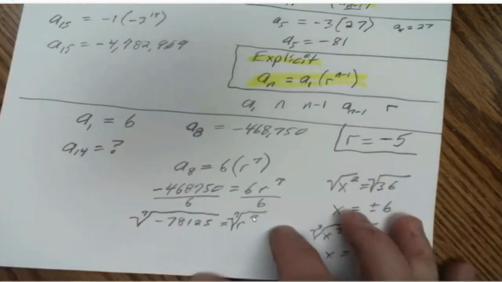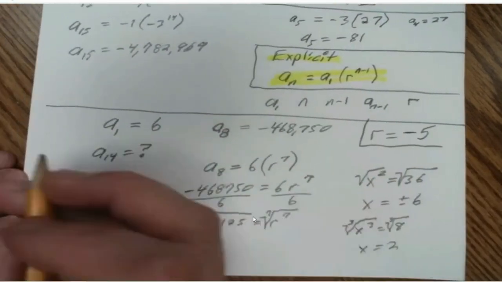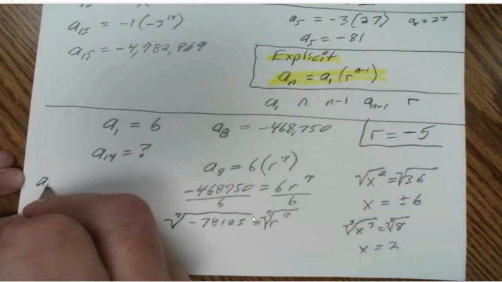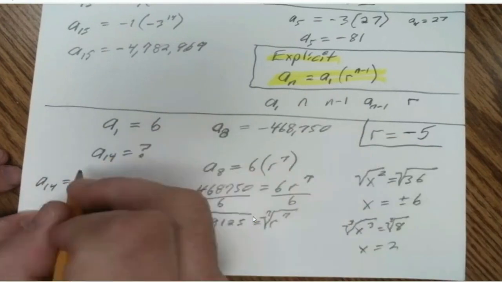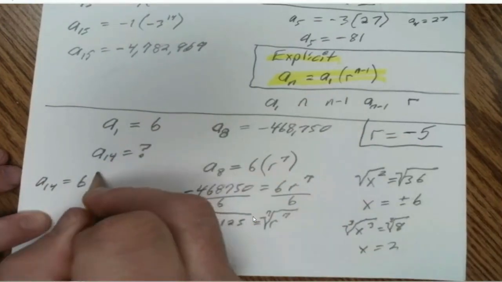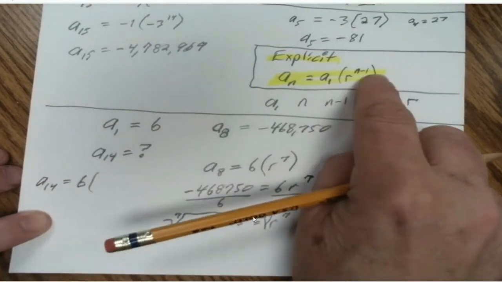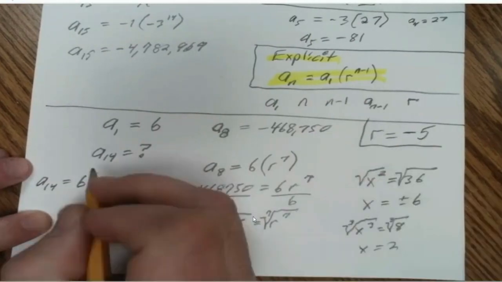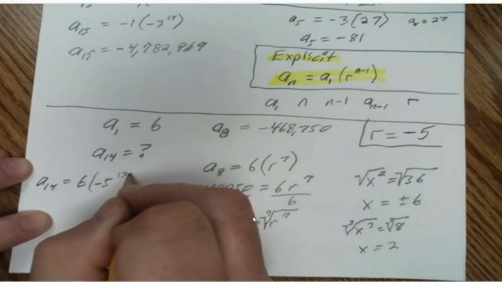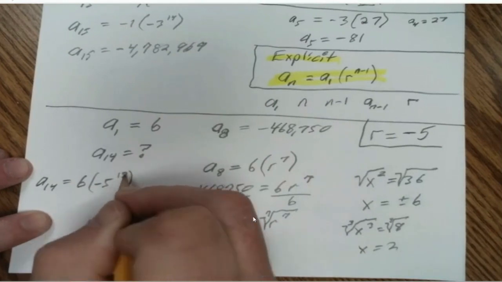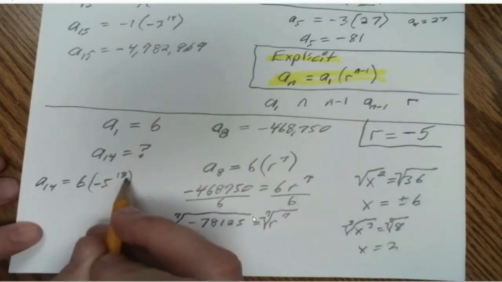So from that point, it's easy to figure A14. A14 equals A1, which is 6, times R to the n minus 1. R is negative 5, raised to the power of 13, right? N minus 1. Since n is 14, n minus 1 is 13.